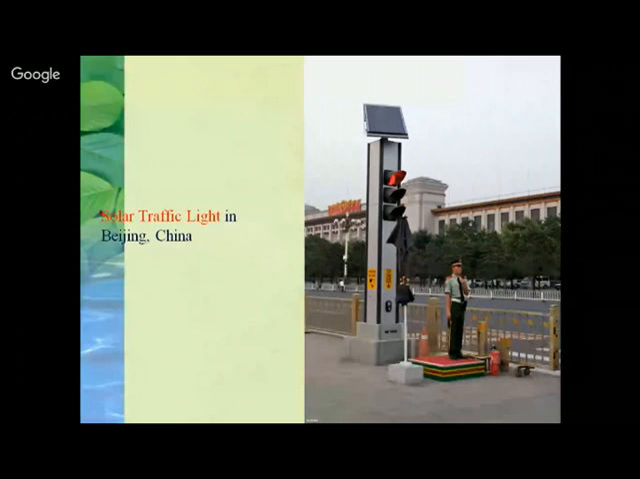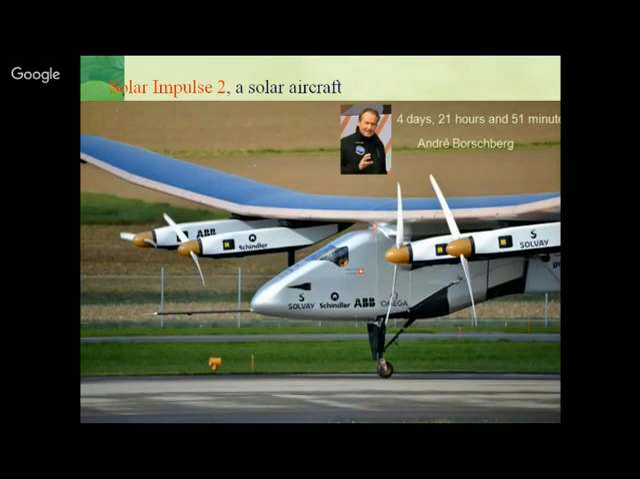Solar traffic lights, that is there in India also now. The first one was in Beijing, China, this solar traffic light, so that is the picture. But now in India also, in almost every place it is solar powered, so you can see here. And this one you would have come across, Solar Impulse 2. Did you hear about this? It came in the news also recently.